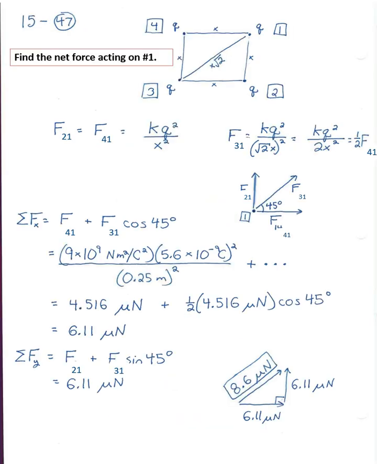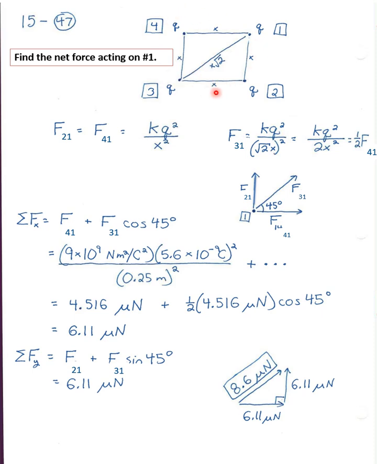Number 47. 4 identical point charges of 5.6 nanocoulombs are placed at the corners of a square 0.25 meters on a side. Find the force acting on each charge. All right, so a bit of a two-dimensional problem here. What's going to be nice is that there is symmetry to this. All the charges are the same. It's a nice square. The distances are going to come out to be the same.